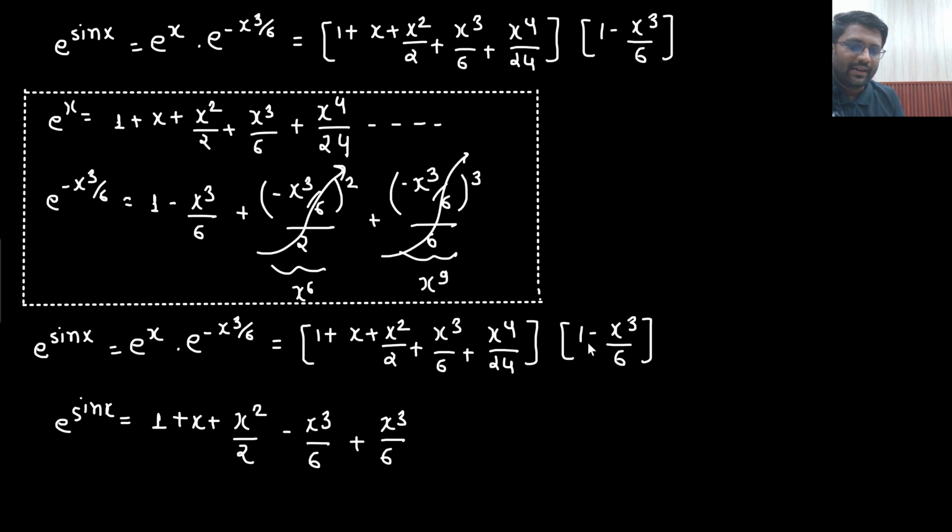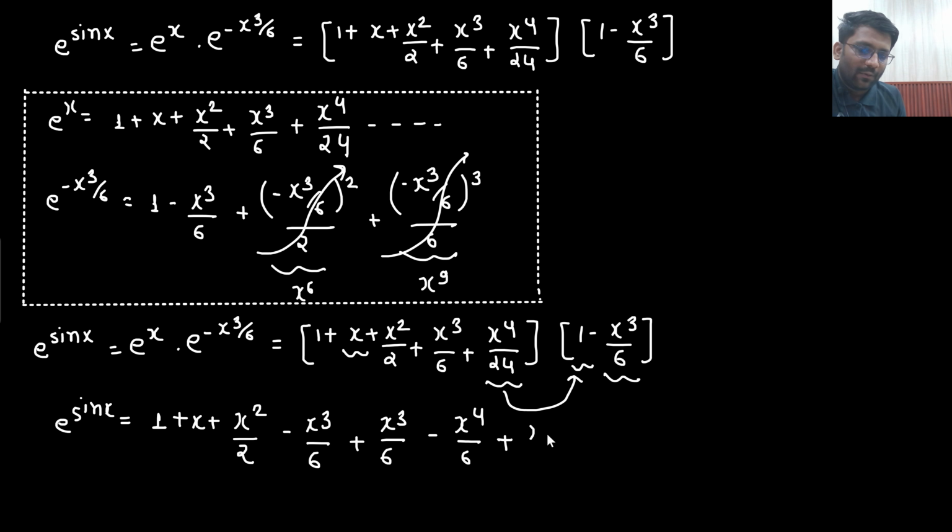Sir, from the 1 you can get constant value and x to the power 3. If x multiplies with x to the power 3, then what will I get? Then, sir, I will get x to the power 4. X multiplied with this x to the power 3 factor, minus x cube by 6, what will I get? Minus x to the power 4 divided by 6. There is another way. What is that another way? Sir, x to the power 4 by 24 multiplied with 1.